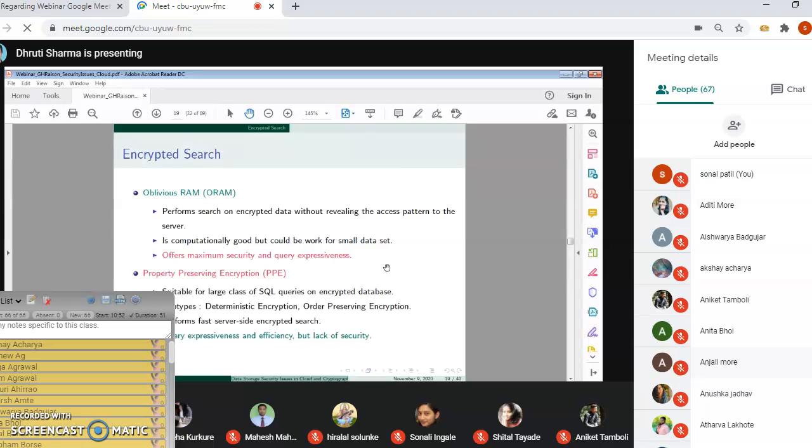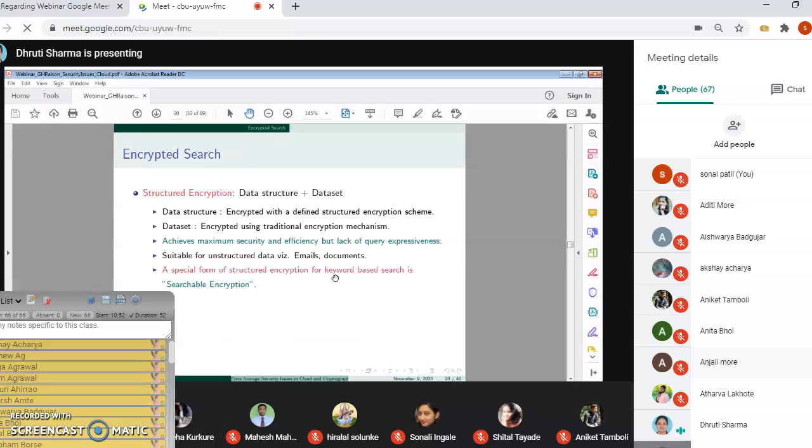Such a mechanism is suitable for a large class of SQL queries on an encrypted database. Okay. However, it doesn't offer much security, because the pattern would always be available to the server, because the server would always be able to compare ciphertexts and identify, yes, these two ciphertexts are the same. So these two are repeated data. Okay. So property preserving encryption offers a lack of security.